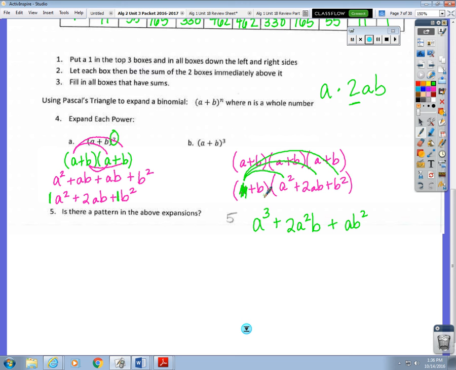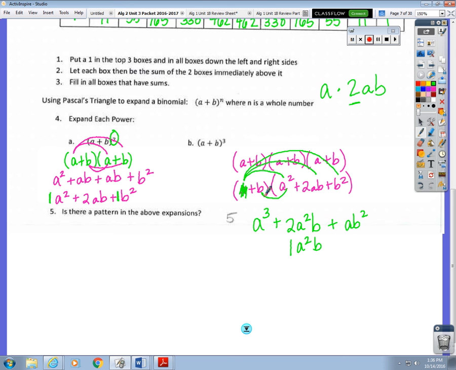Distribute the b to everything. What do you think b times a squared is? Well, a squared b. The a is squared, so it would be a squared b. Well, isn't there already an a squared b right there? So I'll just write it right below it. And isn't that a 1a squared b?